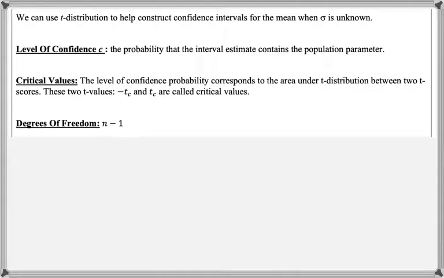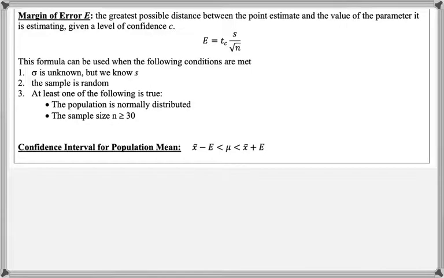Our degrees of freedom are n minus 1, so the sample size minus 1. The margin of error, E, is the greatest possible distance between the point estimate and the value of the parameter it is estimating, given a level of confidence c. So E is equal to tc times s divided by the square root of n. s is the sample standard deviation, tc is the critical value, and n is the sample size.